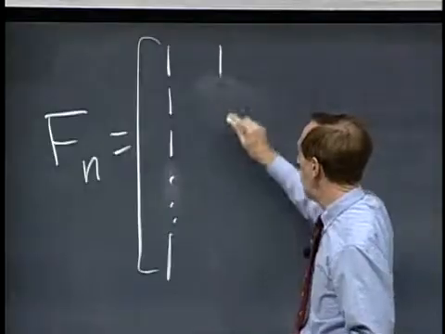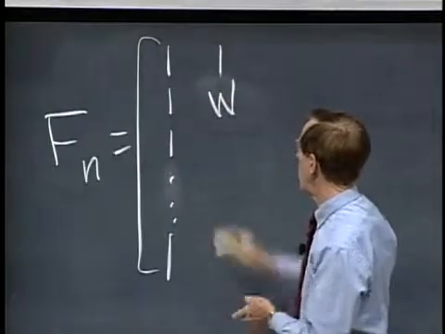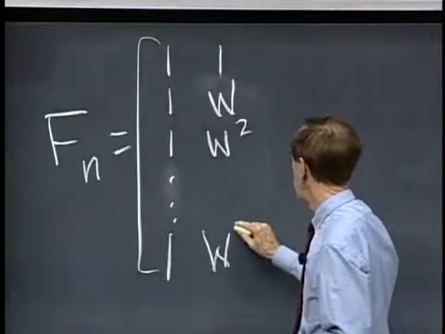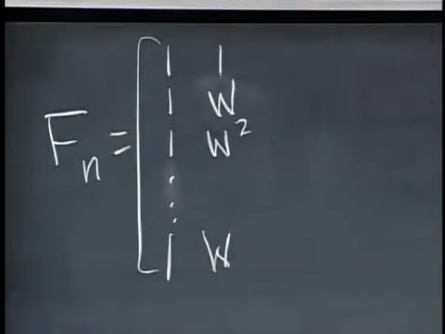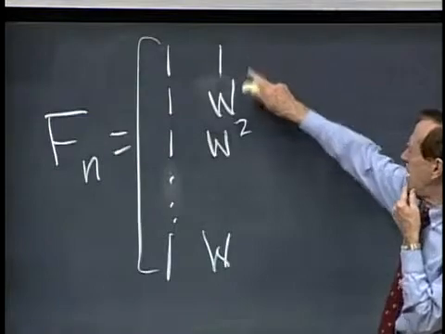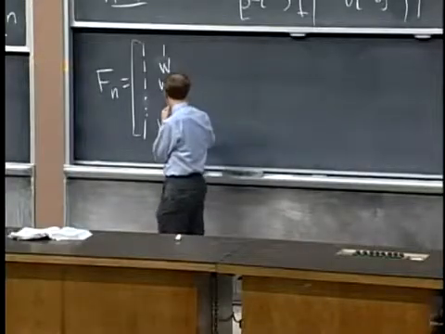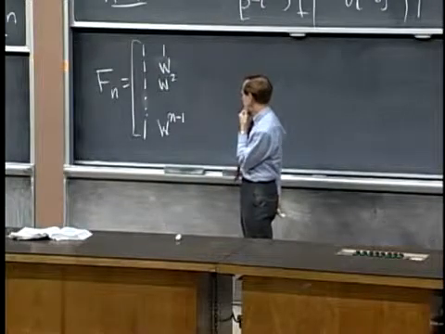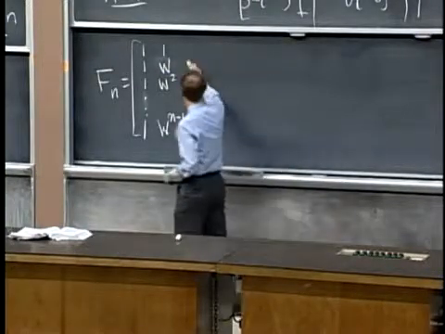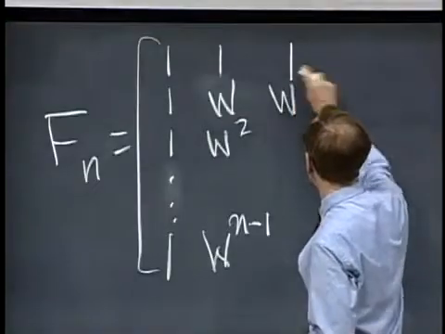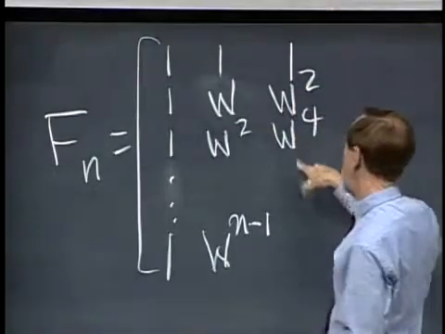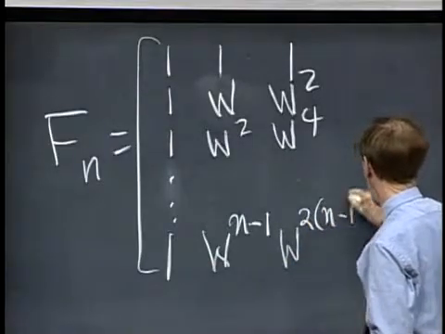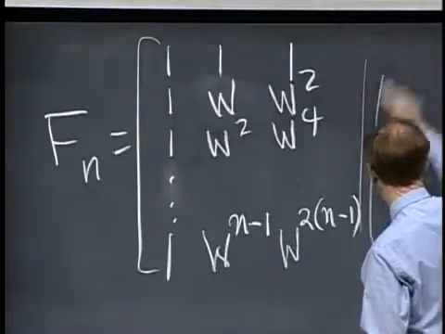So they're the powers of a number that I'm going to call w. W squared, w cubed, w to the... now what is the power here? This was the 0th power, first power, second power. This will be the n minus first power. That's the column. What's the next column? It's the powers of w squared, w to the 4th, w to the 6th, w to the 2(n minus 1). And then more columns and more columns and more columns.